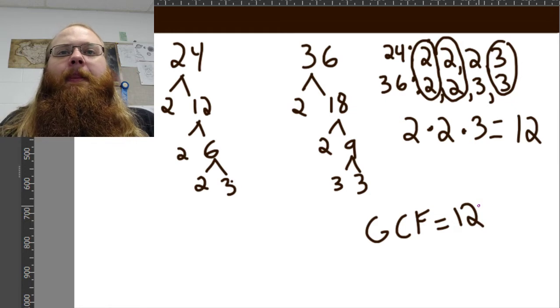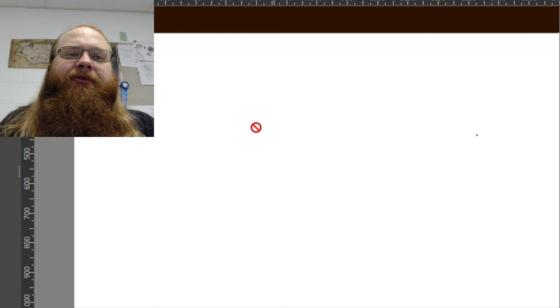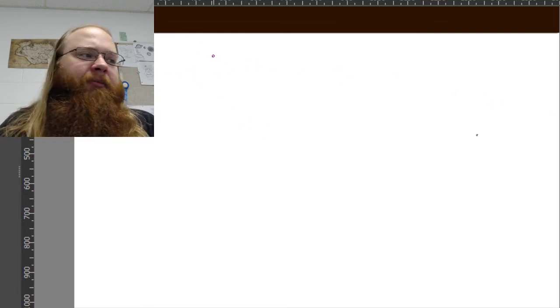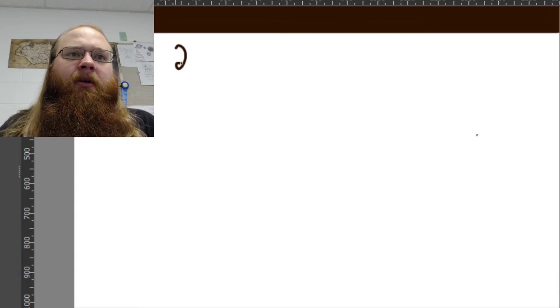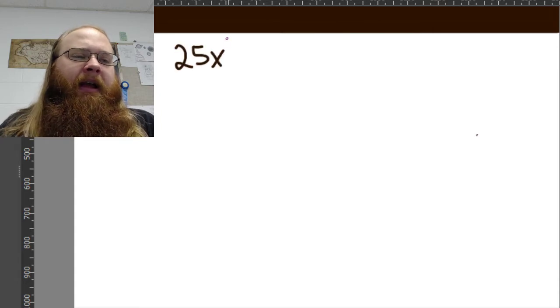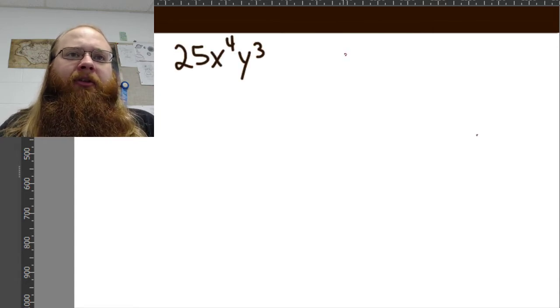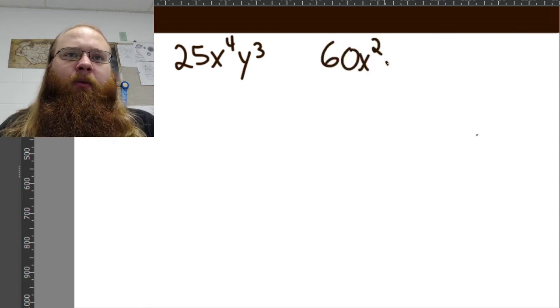Okay, so let's go ahead and deal with variables here. An example with variables would be 25 x to the fourth y to the third and 60 x squared y to the fifth.